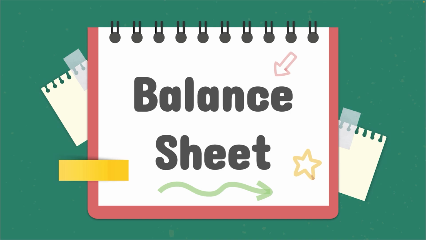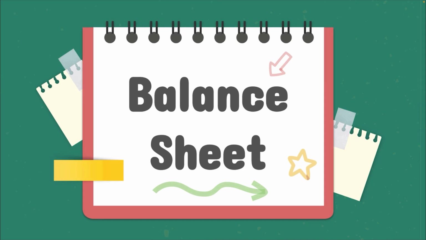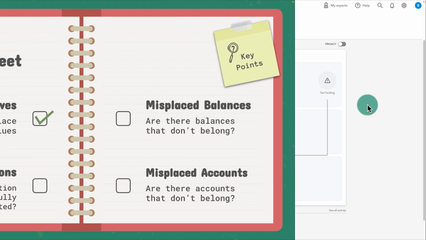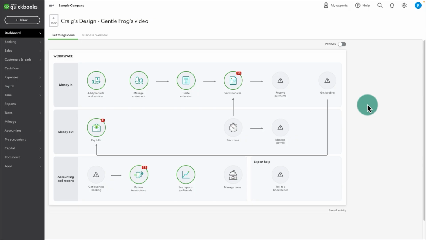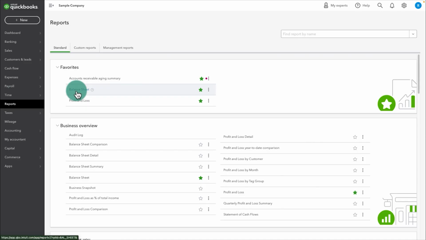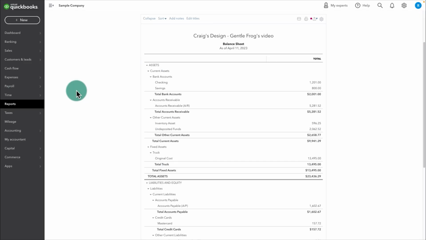In this video, we're going to discuss double-checking the balance sheet. Specifically, we're going to look for negatives on our balance sheet. We're going to begin by going to the balance sheet report. We'll get there by going to Reports on the left-hand side of our screen, and then selecting Balance Sheet. We're looking for anything that's a negative value.